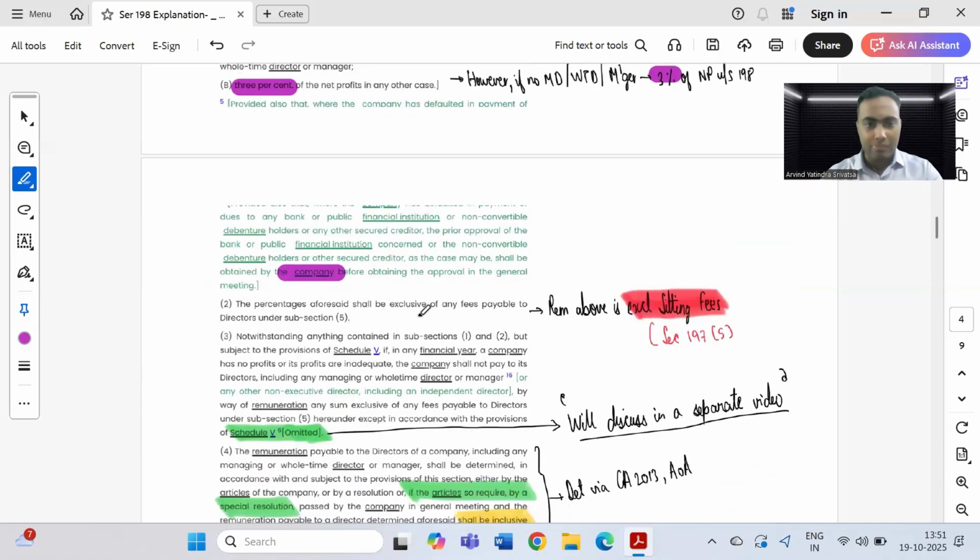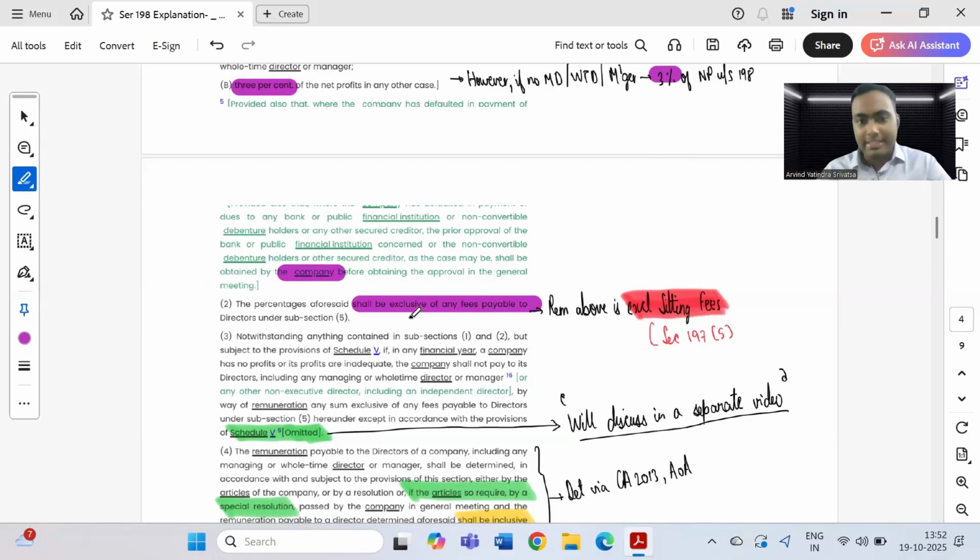Next, the percentages aforesaid shall be exclusive of any fees payable to directors under subsection 5. This is very, very important, guys. So what they are basically saying is there is a concept called sitting fees. So what is sitting fees, guys? Basically, your directors are people with years of expertise, years of knowledge, years of experience, right? So they will be attending your board meetings, your audit committee meetings, your stakeholder committee meetings, your nomination remuneration committee meetings, because they have years of rich experience, right? So when they are attending those meetings, you will pay an amount called sitting fees because they are sitting in that meeting, they are marking their presence in the meeting, and they are sharing their insights in the meeting, right? So this is something called sitting fees.